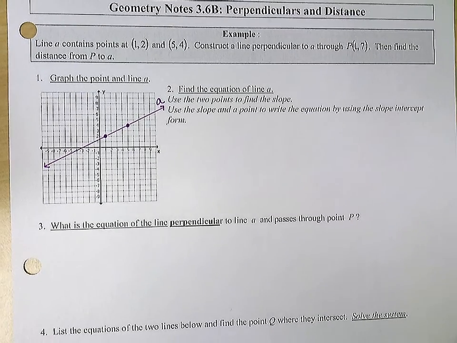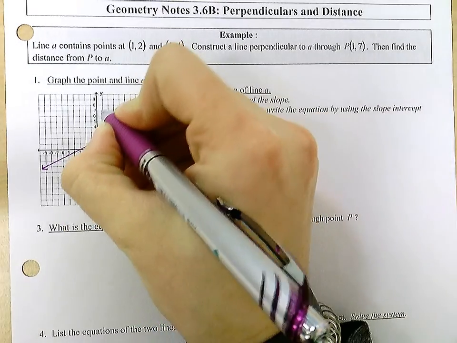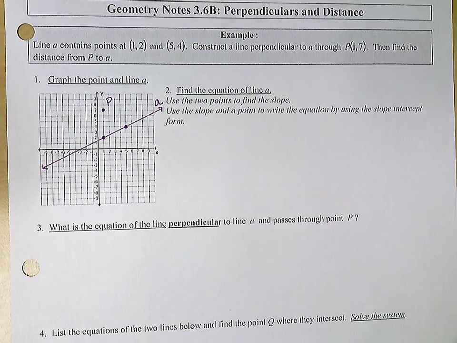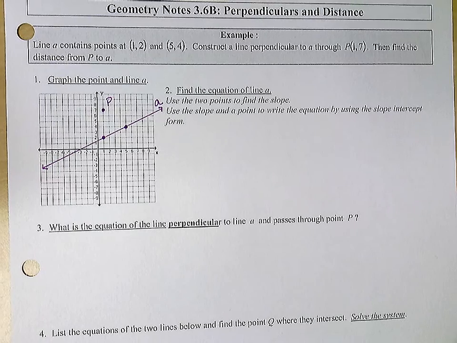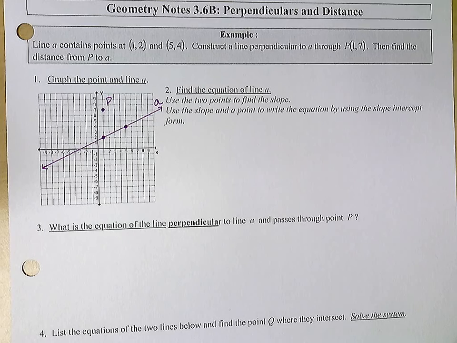Then we also want to graph point P. Point P is at (1, 7). And we'll label that point P. So we're trying to find the distance between that point and line A. Again, your shortest distance is always the perpendicular distance. So I want to find a perpendicular line that goes through P and connects with line A.